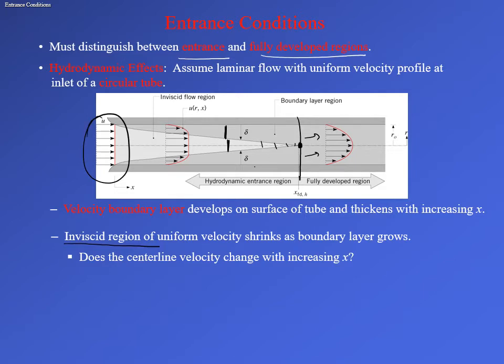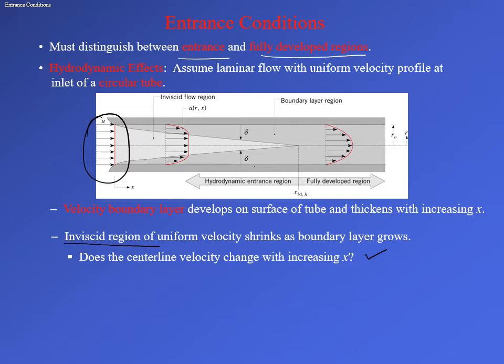But since the flow rate is the same, and let us assume that the flow is incompressible, since the velocity now has become parabolic in nature, if the velocity at the ends has reduced, then it has to increase in the center to ensure that the same flow rate is maintained. So the answer is yes, the center line velocity has to increase with increasing x till you reach the fully developed region. Beyond that, the profile remains as it is.